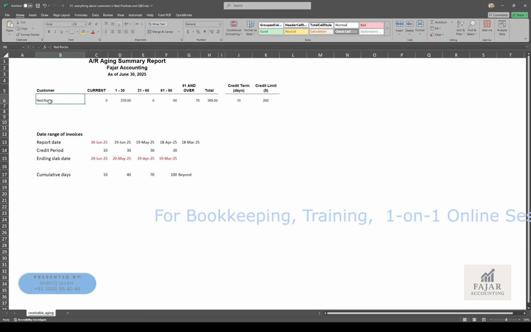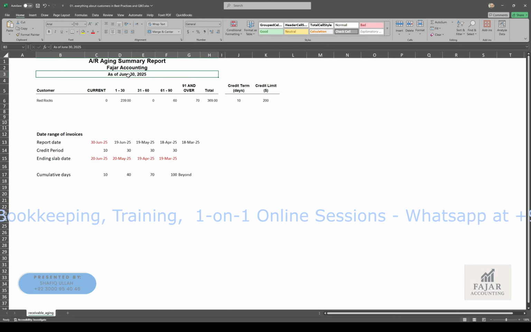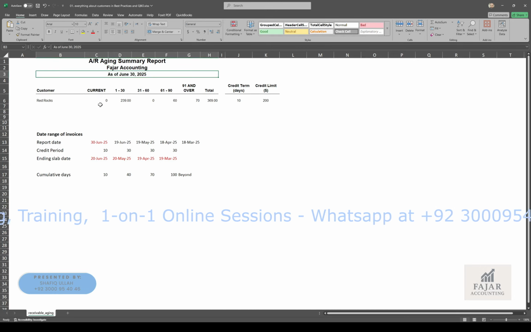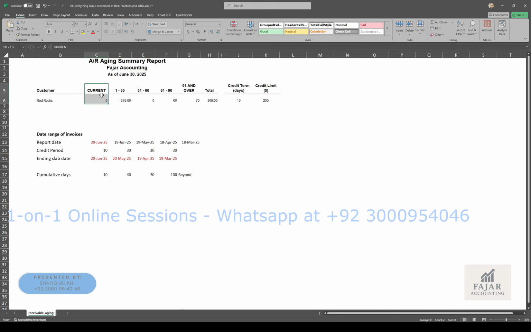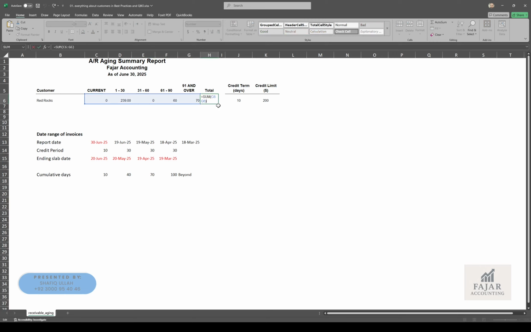The customer name is Red Rocks. The report date is 30th June 2025. Let us break it down. In the current column, the amount is 0. In 1 to 30 days, the customer owes $239. In 31 to 60 days, nothing is due. In 61 to 90 days, they owe $60. In 91 days and over, they owe $70. So the total balance is $369.